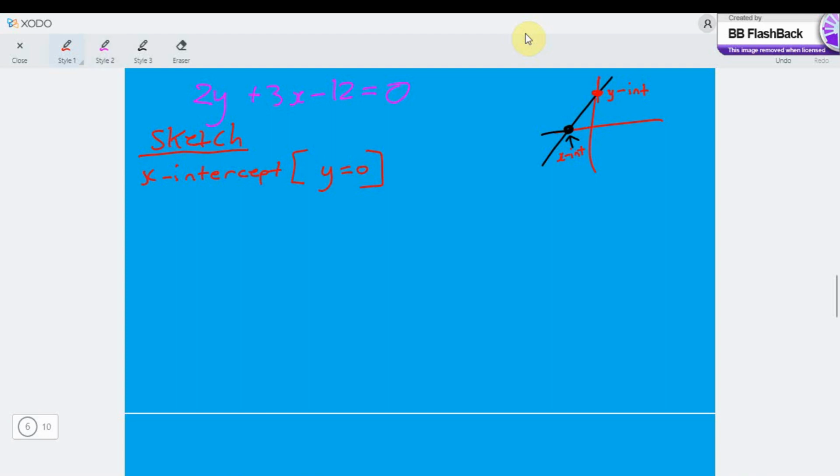So let's use that now to find our x-intercept. Finding our x-intercept, the y value is 0. So put 0 here. This is 2 times 0 plus 3x minus 12 equals 0. From that we're getting 3x minus 12 is 0. Bring over the 12, we get 3x is equal to 12. And so x must be 4 because 3 times 4 is 12. And so the x-intercept is (4, 0).